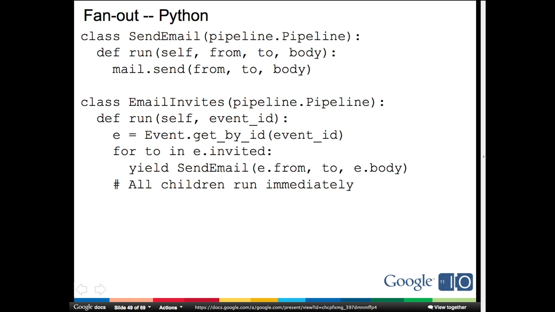The cool thing is that this code, email invites, will run linearly. It'll just run through. Every time you yield a child, that will get scheduled for running in the future. And then as soon as this finishes, all the children will start running. It'll just kick off.